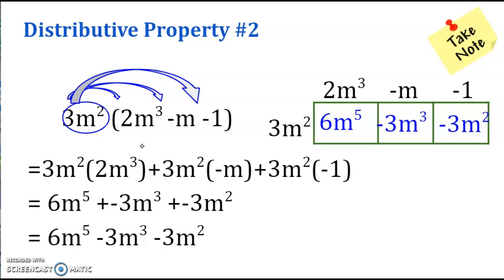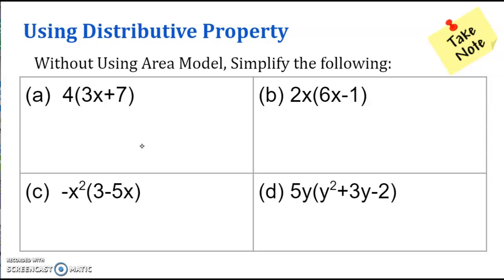And if you were to use the area model, the width is 3m squared, and the length is 2m cubed minus m minus 1. When you multiply the length times width for each rectangle, you get the same answer, 6m to the power of 5 minus 3m cubed minus 3m squared. So what's inside is your final answer. At this point, I would like you to pause the video and try this problem yourself.